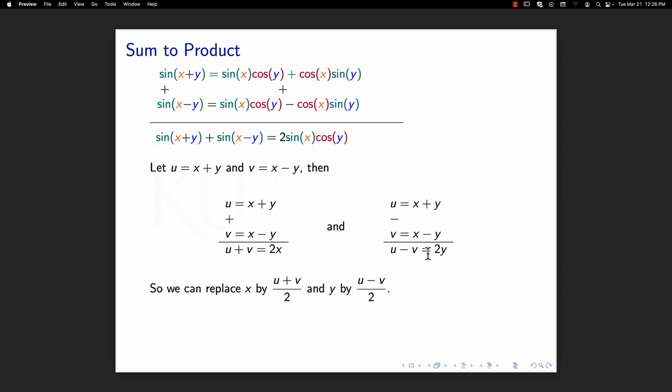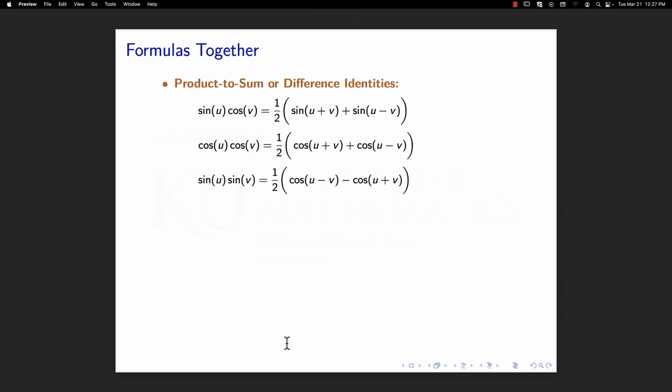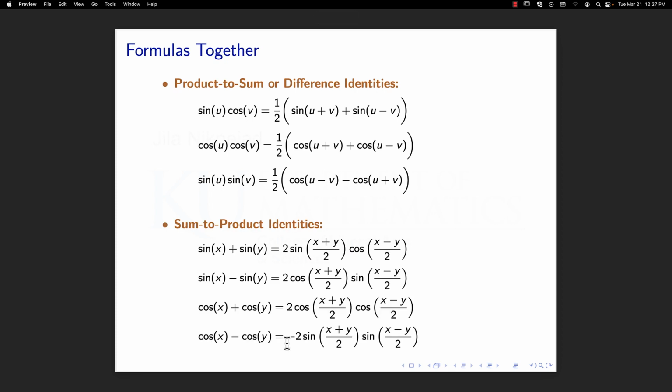Then we can replace x by u plus v over 2 and y by u minus v over 2 in this formula. We already had replaced x plus y by u and x minus y by v. So we arrive at sine of u plus sine of v equal to 2 sine of u plus v divided by 2, cosine of u minus v divided by 2.